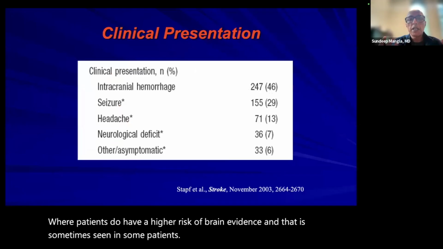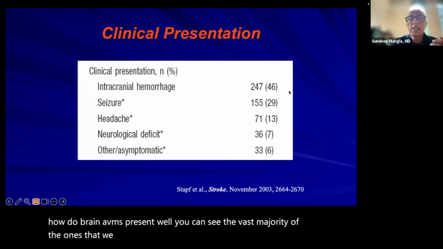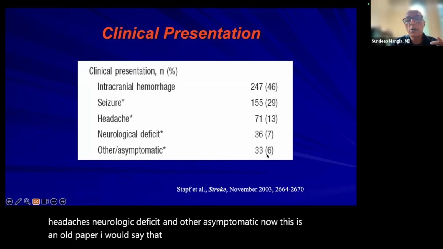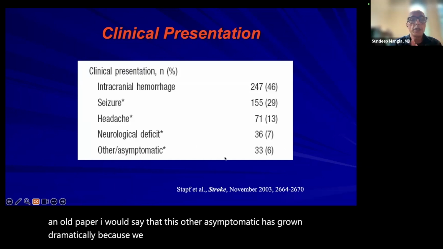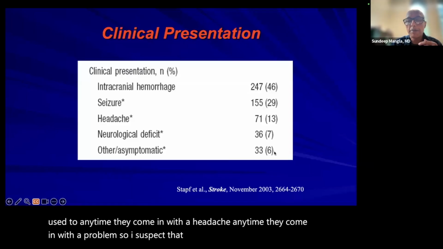How do brain AVMs present? Well, you can see the vast majority of the ones that we find are from hemorrhage, seizures in 30%, headaches, neurologic deficit, and other asymptomatic. Now, this is an old paper. I would say that this other asymptomatic has grown dramatically because we now image patients way more than we used to. Anytime they come in with a headache, anytime they come in with a problem. So I suspect that that number is probably two or three or four times as high now.